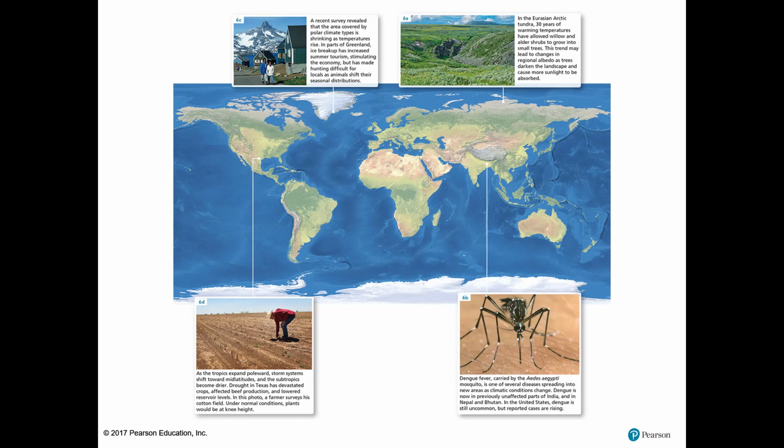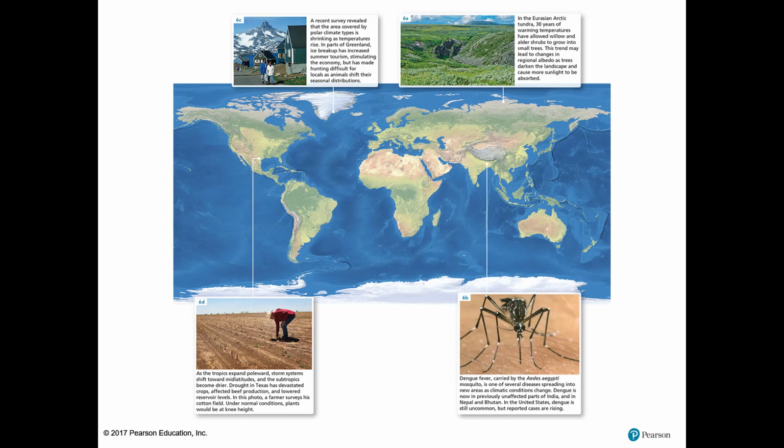And so polar climate types are shrinking as Earth temperature rises. Moving over to the right in Eurasia, the Arctic tundra is shrinking. And there are changes in regional albedo as the trees darken the landscape and cause more sunlight to be absorbed. Dengue fever, shown in 6b, is one of several diseases that's spreading into new areas as climate changes occur. So the conditions are changing, and the mosquitoes are having more and more territory that is favorable to them.